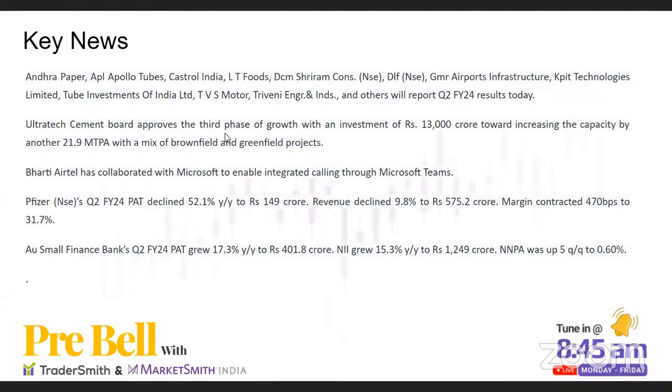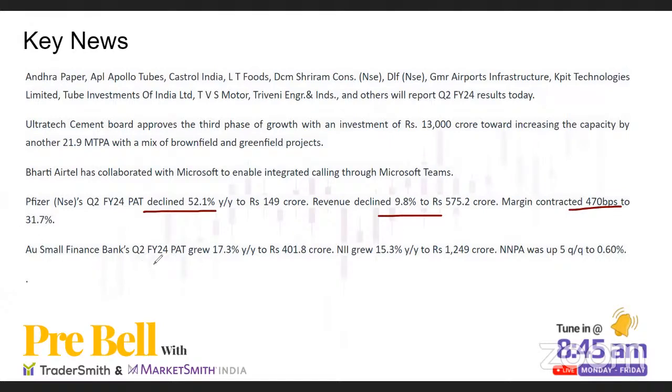Bharti Airtel has collaborated with Microsoft to enable integrated calling through Microsoft Teams. Pfizer reported its Q2 numbers. The PAT declined more than 50%, while the revenue was down around 10%. There was a contraction of almost 470 bips in margin.